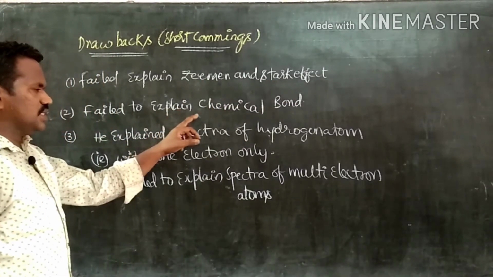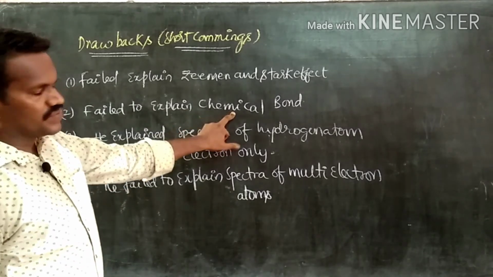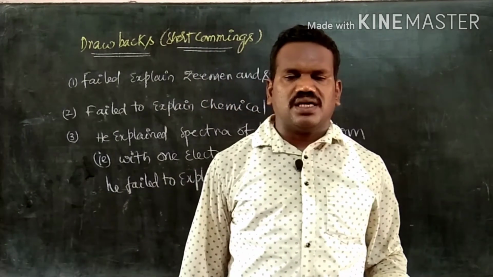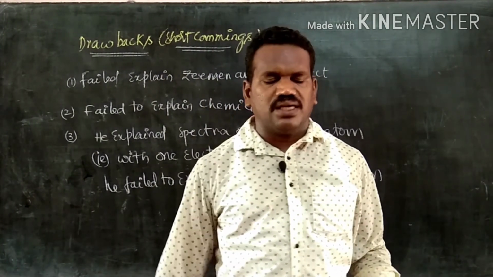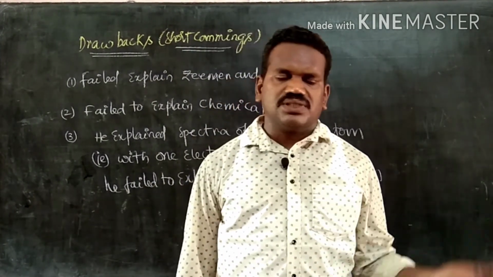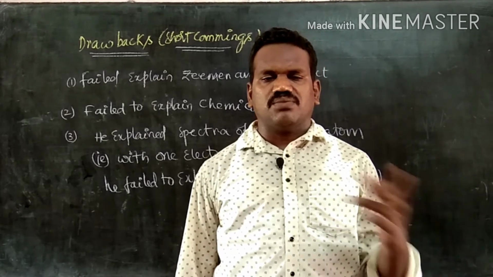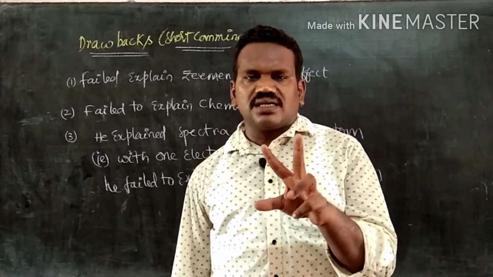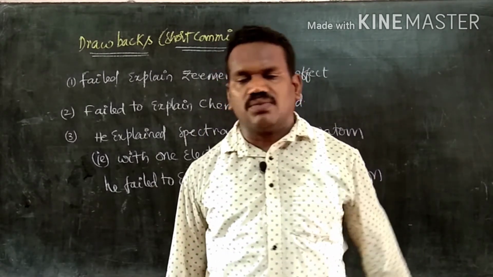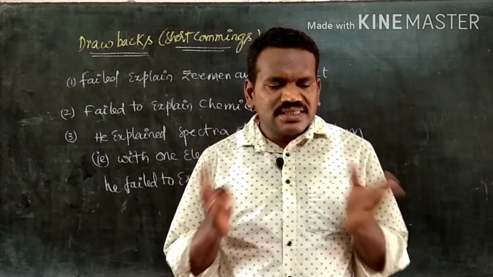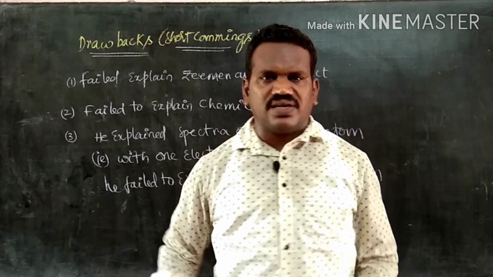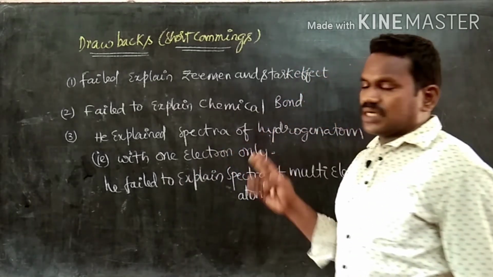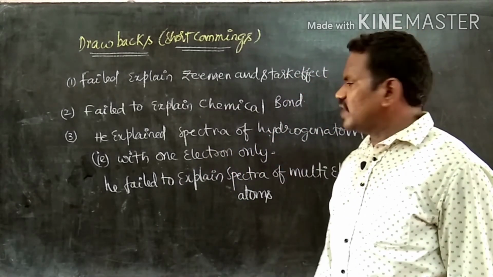The next failure is that it failed to explain the formation of chemical bonds. Why does a hydrogen atom combine with another hydrogen? Why does hydrogen combine with chlorine? Sometimes 3 atoms of hydrogen combine with 1 atom of nitrogen, and 2 atoms of hydrogen combine with 1 atom of oxygen. Like that, why a single atom behaves in different manners, it failed to explain, because that is also a part of the structure of the atom.